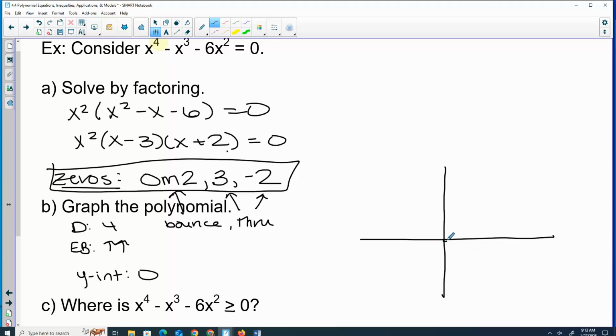So I hit my x-axis at 0, 3, and negative 2. My end behavior should start up here and end up here. Okay, so if I'm drawing my graph curve coming down, if we go through, come back and at 0 it bounces, and at 3 it goes through, so it matches my end behavior.